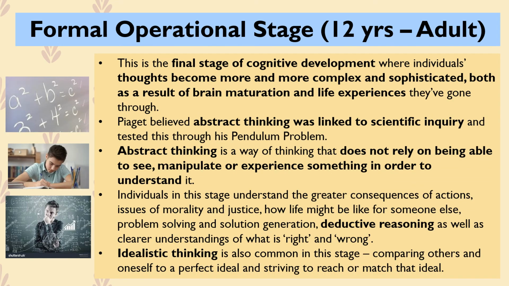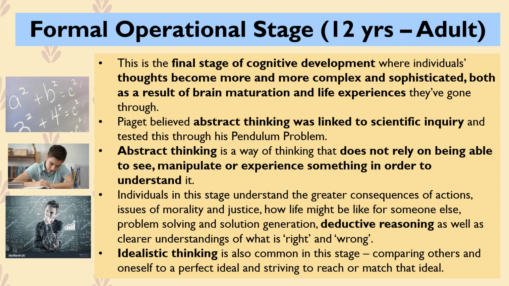So the last stage of Piaget's theory of cognitive development is called the formal operational stage. Formal operational stage is what most of you would be showing right now, and it's something that continues well into adulthood as well. So the formal operational stage is where your thoughts, your ability to make decisions, your ability to plan, your ability to think in your head, visualize ideas, all that stuff becomes much more complex and sophisticated.